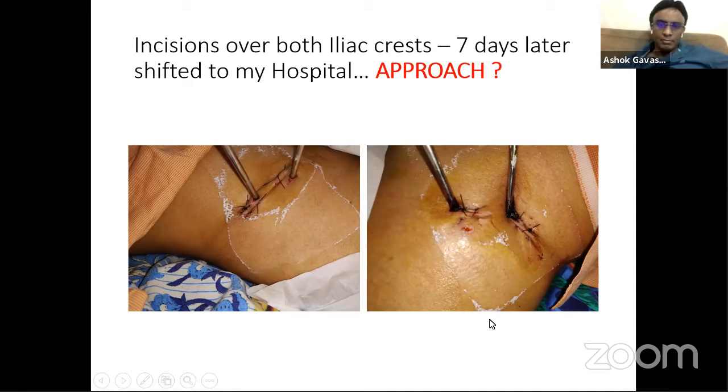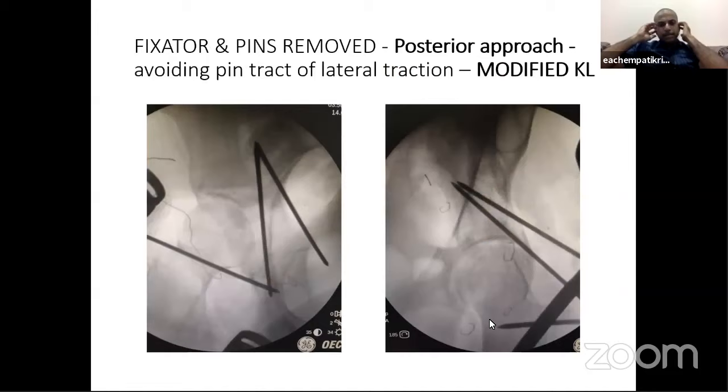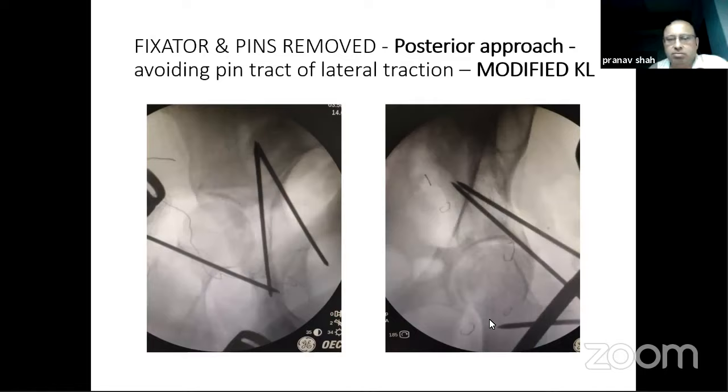Plate. Not seeing it. We're not able to see it. Are you able to see it now? Yeah, now better. Are you able to see it?